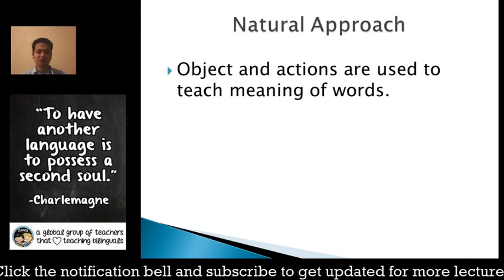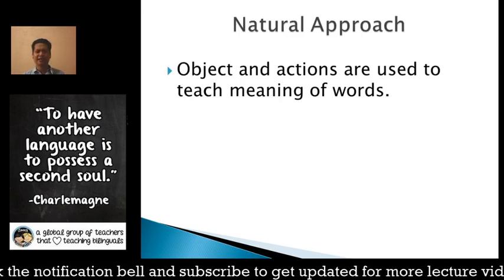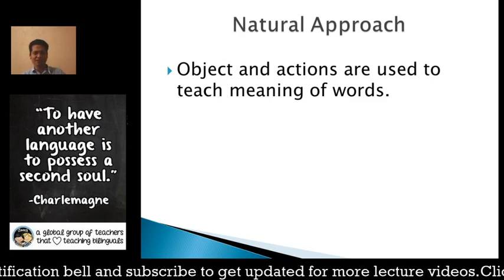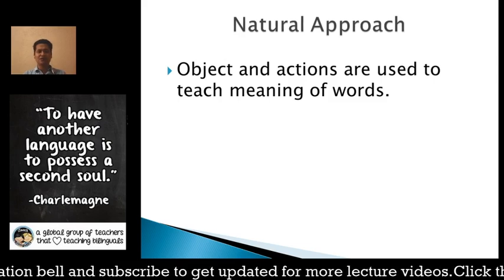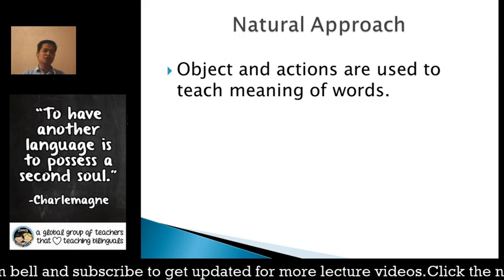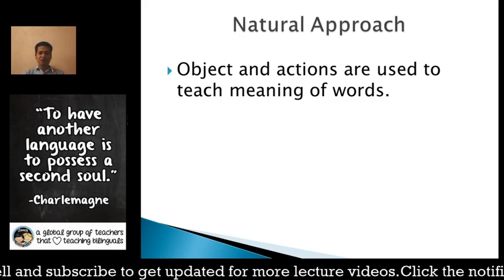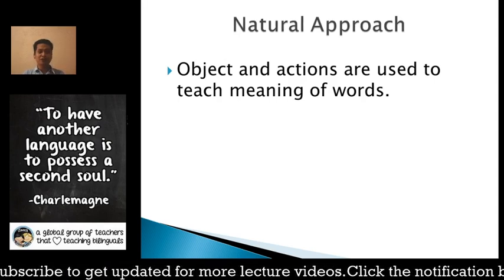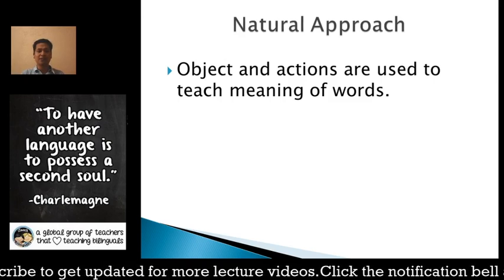Natural approach. Objects and actions are used to teach the meaning of words. So this is different from grammar translation because in natural approach we use objects. Okay, we could use realia if we can bring an object inside the classroom, or we can use pictures in order to represent the meaning of the word.